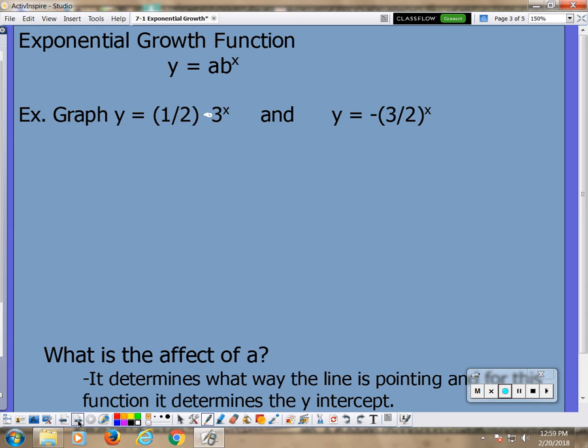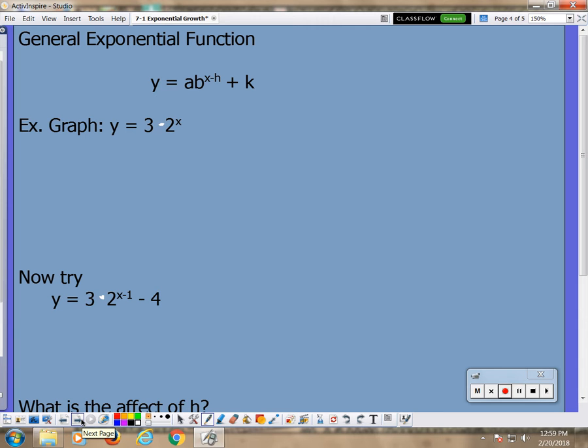Okay. So on this slide, we talk about the effects of a. And I will go over that in just a second when we get here, to the fact that we have a general exponential function. And the general form is a times b to the x minus h, plus k. Yes, h is back. So h and k are back.